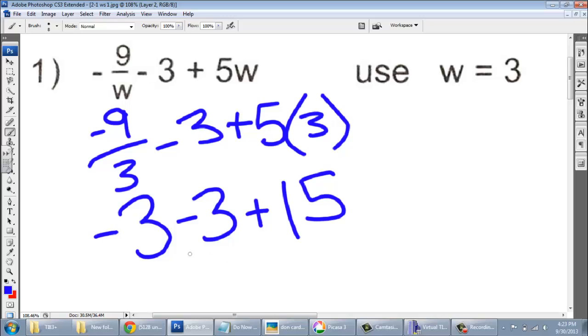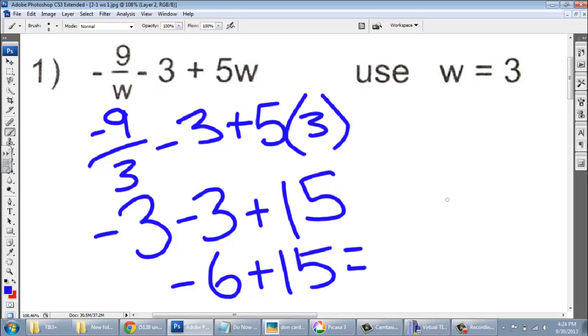Great. So now I can see that it's negative 3 minus negative 3, and that's going to give us negative 6. And negative 6 plus 15 is what? You can do that in your calculator, you can use a number line, or maybe you can do it in your head. The answer, of course, is positive 9. The answer is 9. Tremendous.